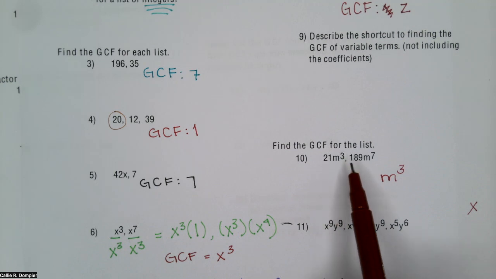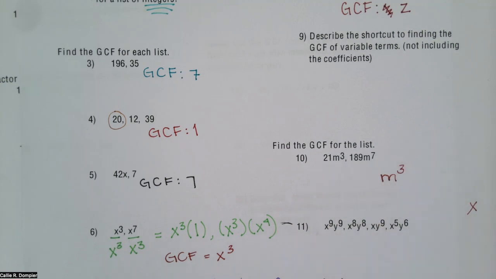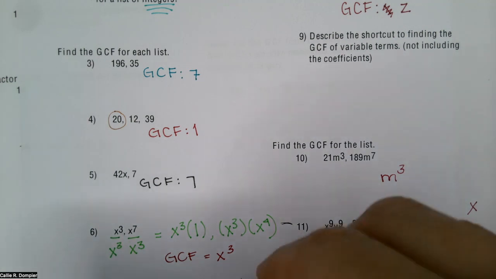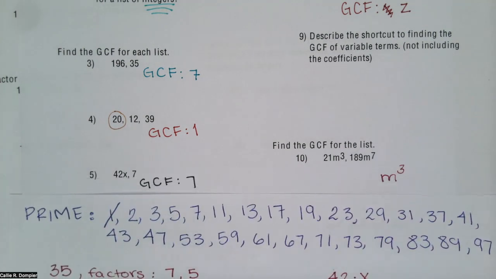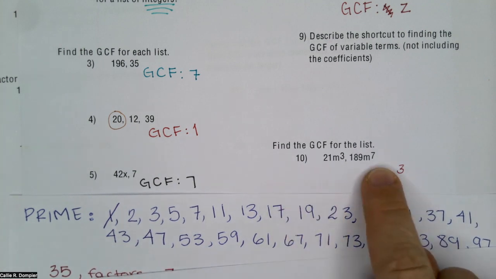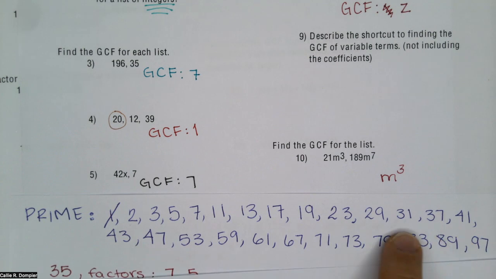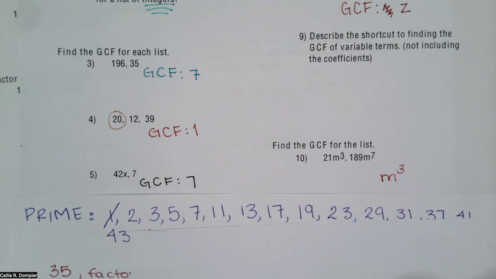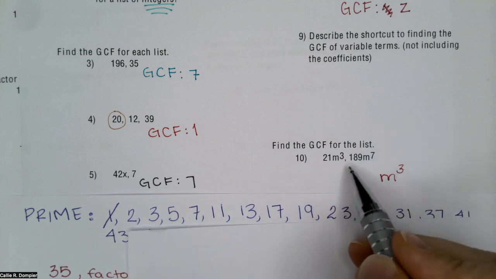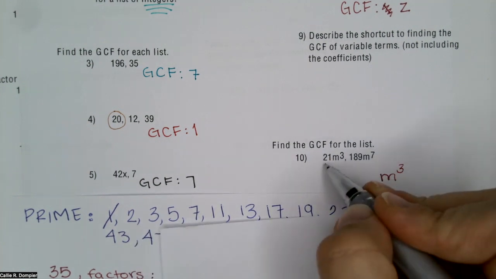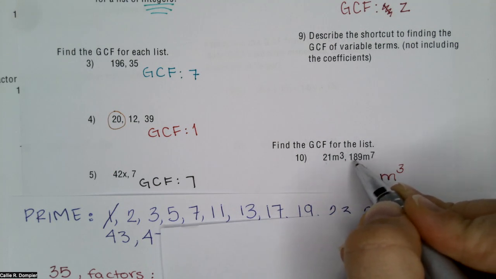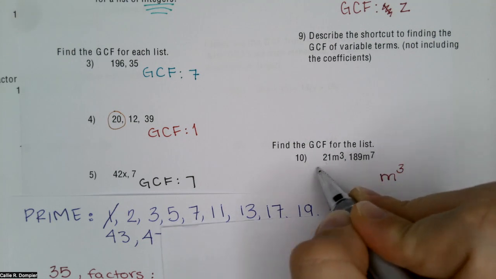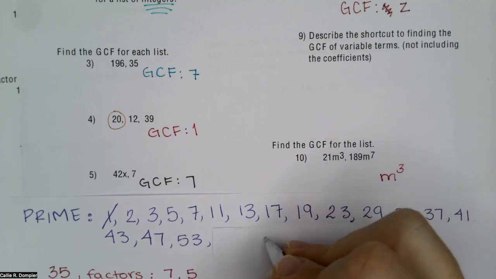So just the variables, m to the third and m to the seventh. The greatest common factor is m to the third. Now we want to look at the numbers 21 and 189. Again, you're welcome to use the prime list or not. If I have a bunch of really big numbers, I like to use the prime list because it might be faster. If I have a small number and a big number, I like to start with the small number and then just check if 189 is divisible by any of the factors of 21. So let's start with 21.